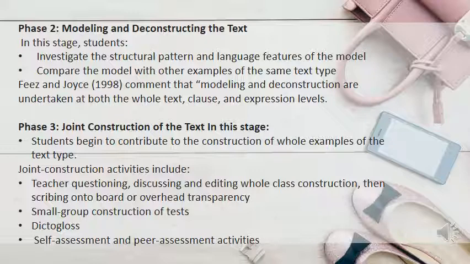Phase 3: Joint construction of the text. In this stage, students begin to contribute to the construction of full examples of the text type. Joint construction activities include teacher questioning, discussing, and editing whole class construction, then scribing onto board or overhead transparency. Small group construction of text. Dictogloss. Dictogloss is a language teaching technique that is used to teach grammatical structures, in which students form small groups and summarize a target language text. Then, self-assessment and peer assessment activities.